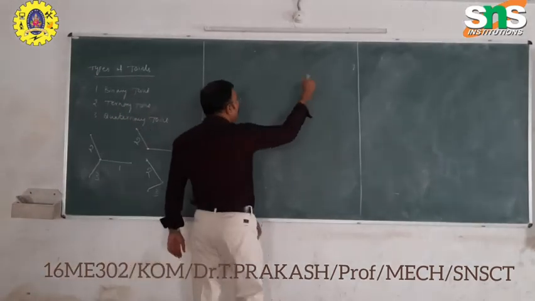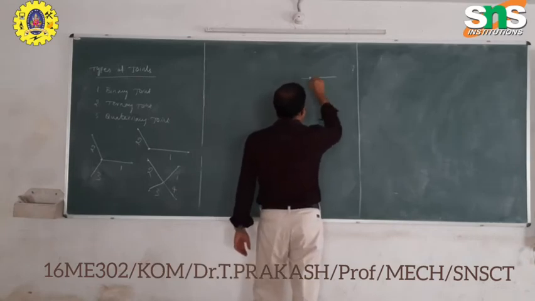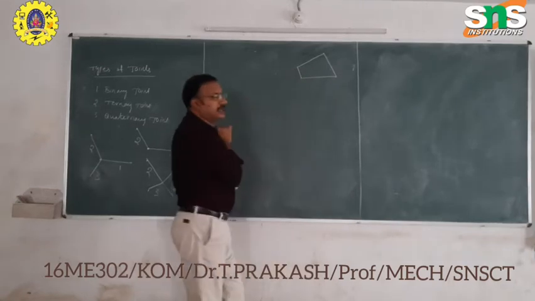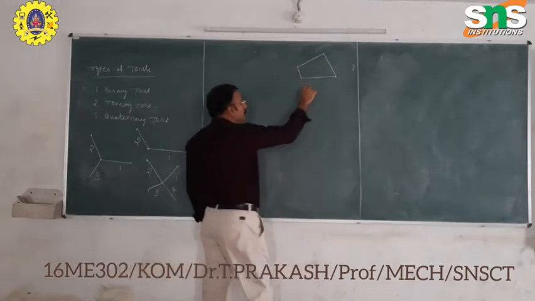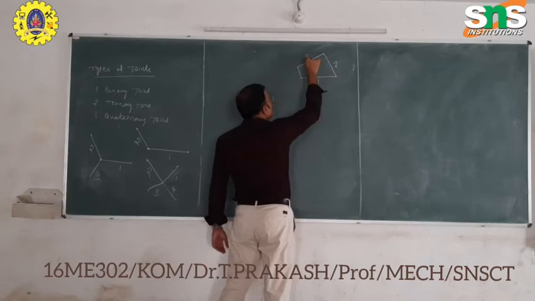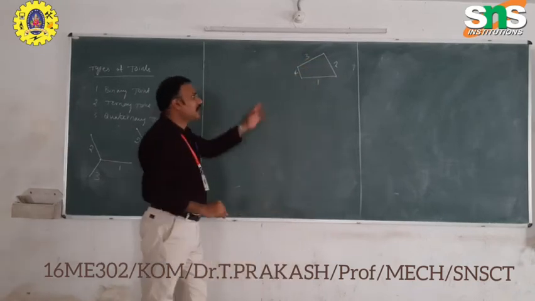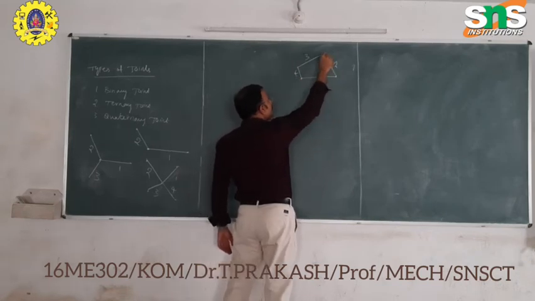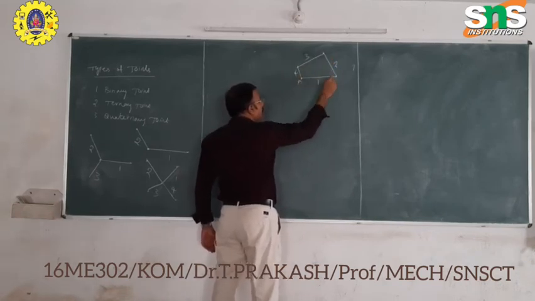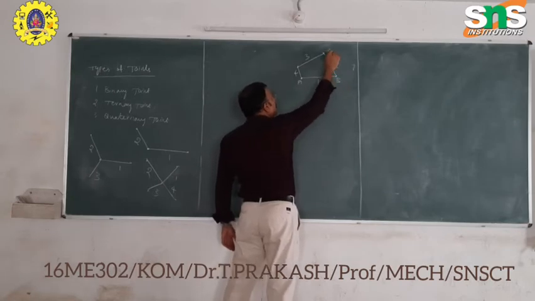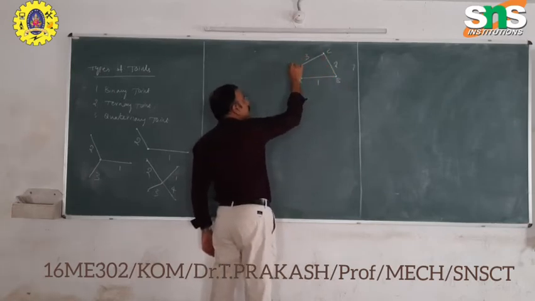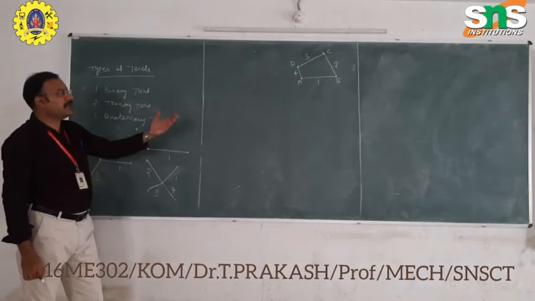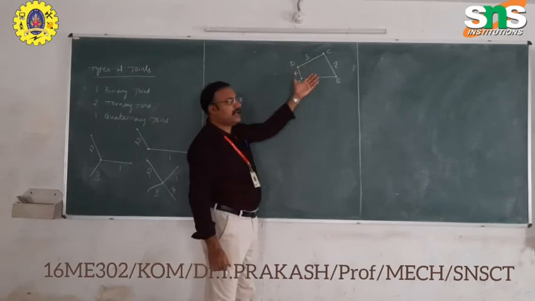A small example, as we discussed earlier, is a 4-bar mechanism. You take a 4-bar mechanism. It has 4 links. All the joints, you see, are binary joints. Joint A is binary, joint B is binary, joint C is also binary, and joint D is also a binary joint. This is an example of a binary joint. All the links have binary joints.